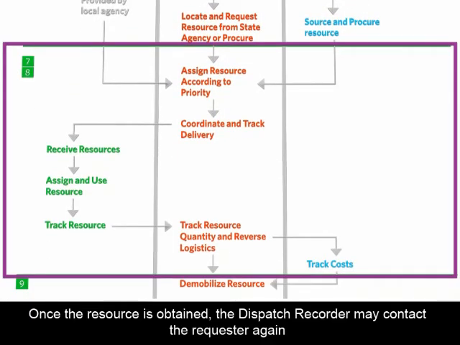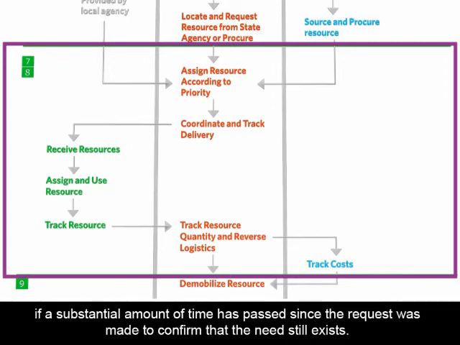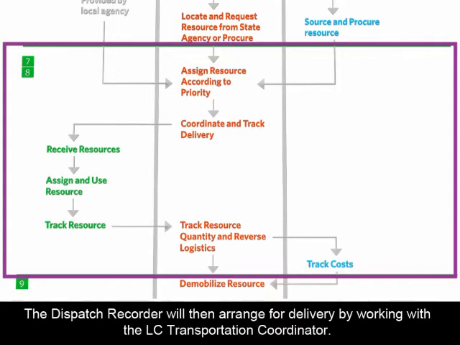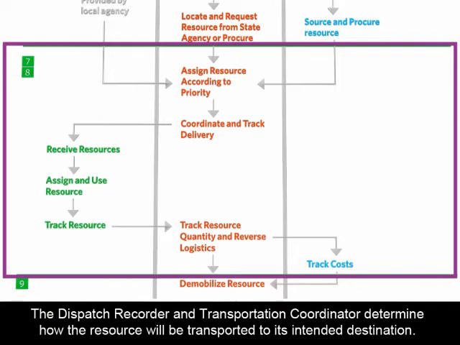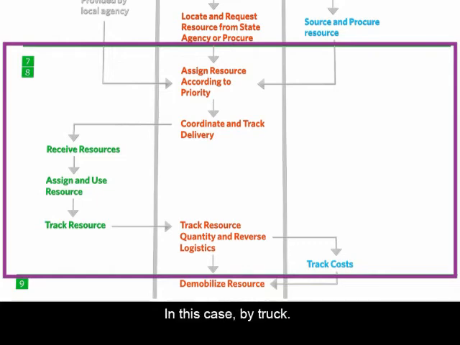Once the resource is obtained, the dispatch recorder may contact the requester again if a substantial amount of time has passed since the request was made, to confirm that the need still exists. The dispatch recorder will then arrange for delivery by working with the LC transportation coordinator. The dispatch recorder and transportation coordinator determine how the resource will be transported to its intended destination, in this case, by truck.